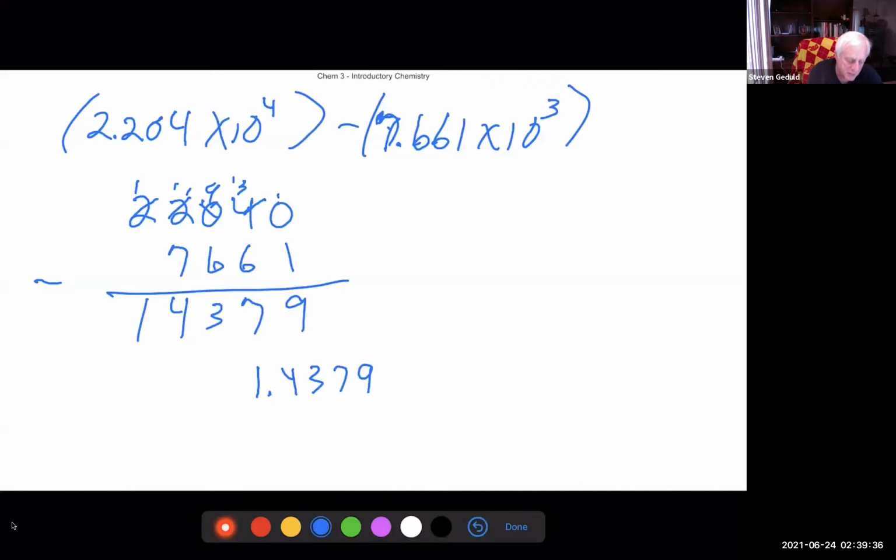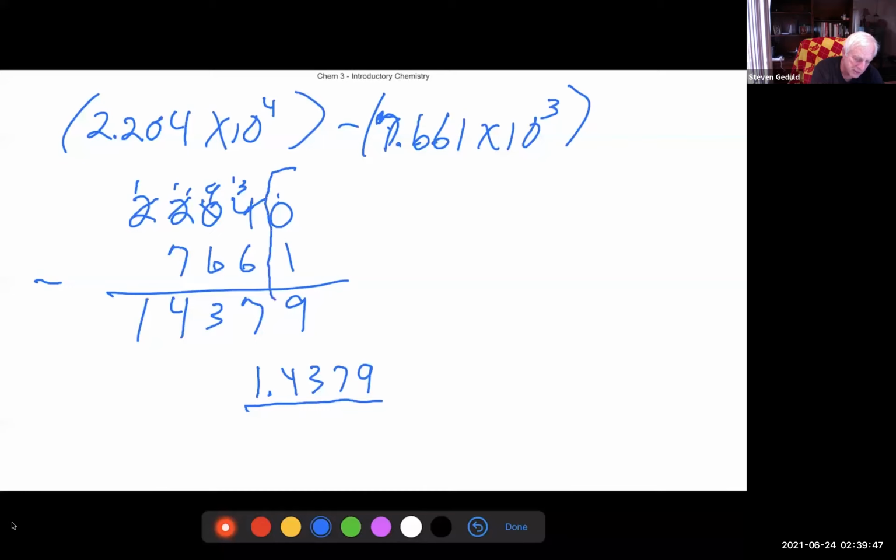Okay. So now this is our answer, but now we need the right number of significant figures. So the least accurate number is right here, 2.204. So those were the digits I had. So we're only good to that place. I added the 0 as a holding spot. I was only good to the hundreds place, one place before the decimal. So we're only good to right there. So this runs out to 143.